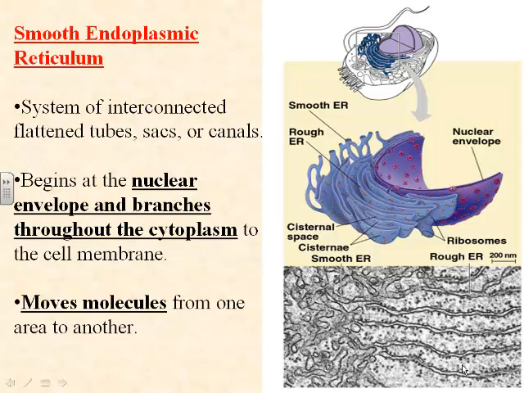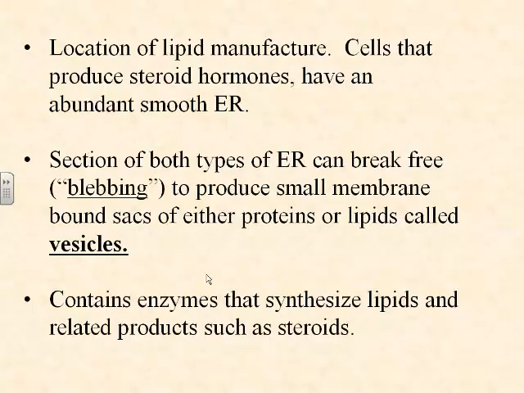All right, now let's take a look at that smooth endoplasmic reticulum. Now, the smooth endoplasmic reticulum over here, it doesn't have ribosomes on it. It has a slightly different task. It still starts at the nuclear envelope and works out towards the cytoplasm, and it is that transport system of the cell. But because the smooth ER doesn't have the ribosomes on it, its main function is actually lipid production, lipid manufacturing. So for those cells that produce steroids, they typically have quite a lot of smooth ER.